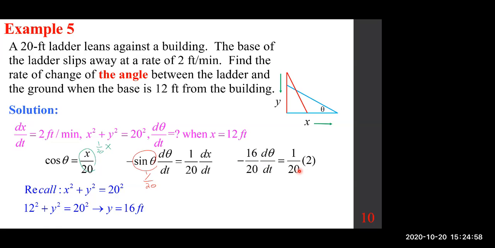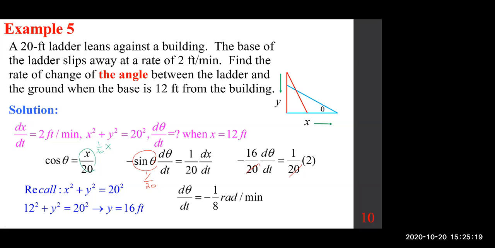Now you can drop the 20, because they are both denominators, and you can simplify the rest. So minus 16 d theta/dt is 2. So d theta/dt is 2 over negative 16. 2 over negative 16 simplifies into negative 1 over 8.